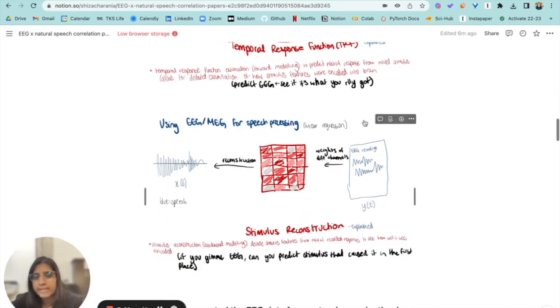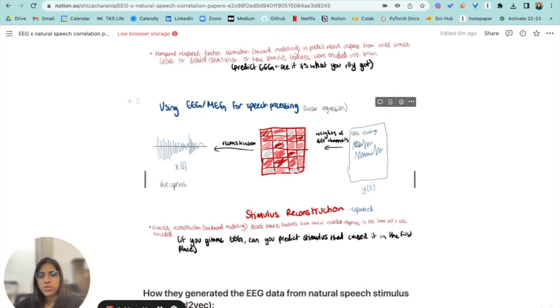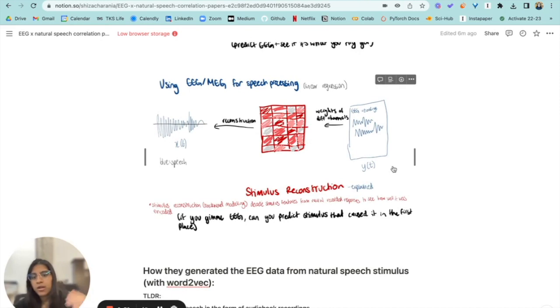The other method is the stimulus reconstruction. If you know what a neural network is and how it works, you have going forwards, and then you have back propagation. In a way, this is kind of like back propagation, where you're decoding the stimulus features from the neural recorded responses that you have. So you go through this, but then you go back this time to get to the stimulus features and just try to understand what the stimulus was. If you give it the EEG, can you predict the stimulus that caused the EEG in the first place? And that's the entire model for the stimulus reconstruction.